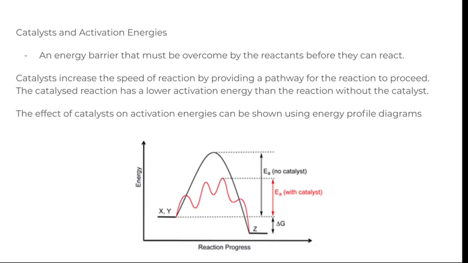The effect of catalysts on activation energies can be shown using energy profile diagrams. Notice that the activation energy of the catalyzed reaction is lower than that of the uncatalyzed reaction. For the catalyzed reaction, where the activation energy is lower, more colliding particles possess energy equal to or greater than the activation energy. The frequency of effective collisions increases, resulting in a higher rate of formation of product particles. Therefore, the speed of catalyzed reaction is higher.